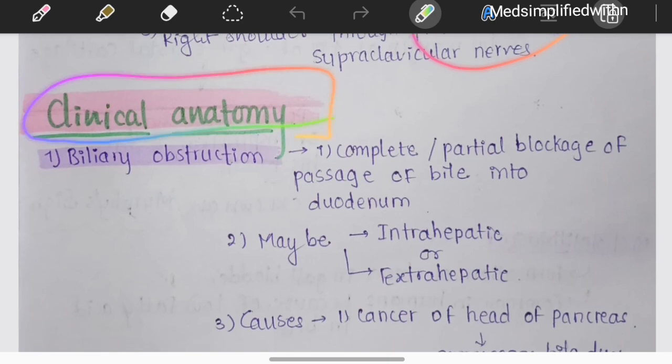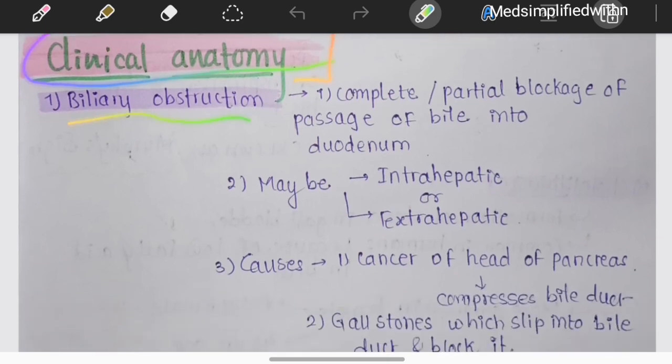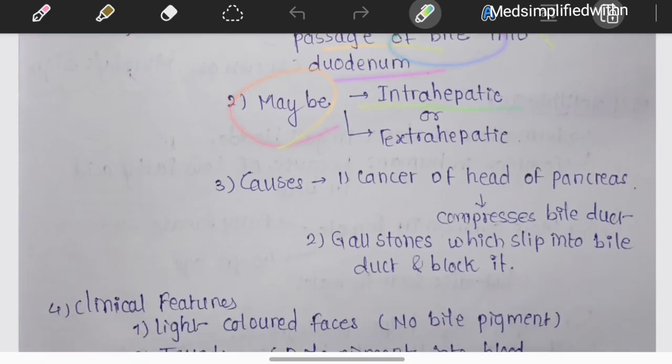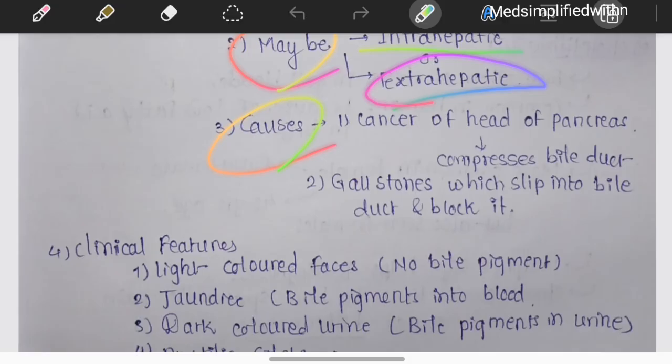Then finally, clinical anatomy. Biliary obstruction. First, complete or partial blockage of the passage of bile into the duodenum, which may be intrahepatic or extrahepatic. Causes: it is caused by cancer of the head of the pancreas, which compresses the bile duct, and the second one is gallstones, which slip into the bile duct and block it.